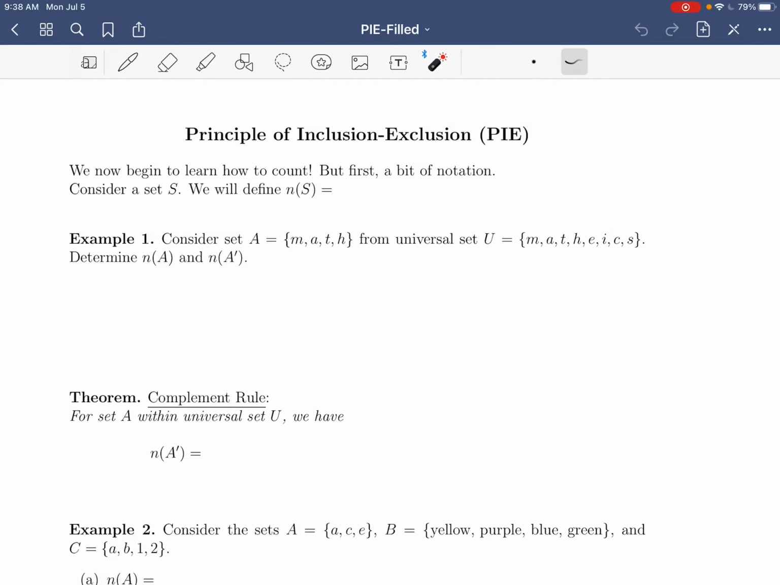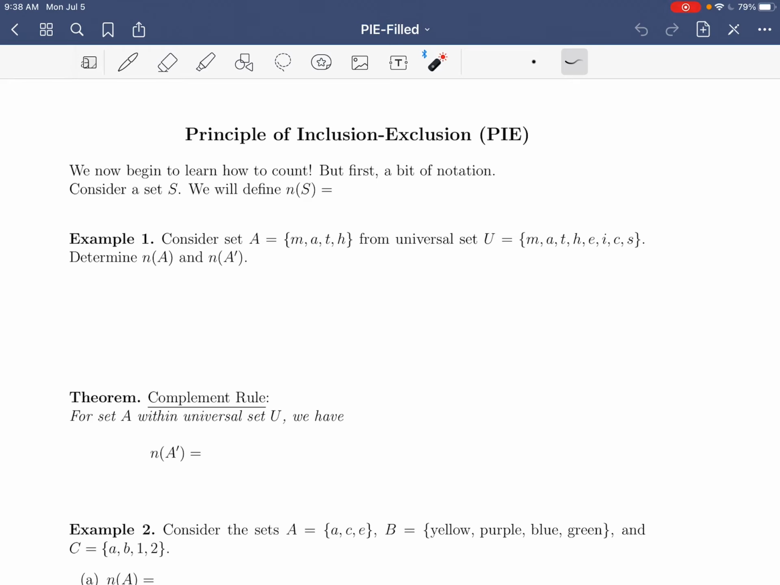In this video, we learn about the first fundamental principle of counting. It's called the principle of inclusion-exclusion. We shorten it by saying PIE, which is convenient because we're in math, so we always like to refer to things as pi, if possible. So the principle of inclusion-exclusion is very important for counting.